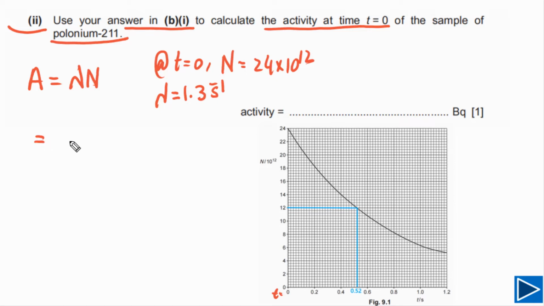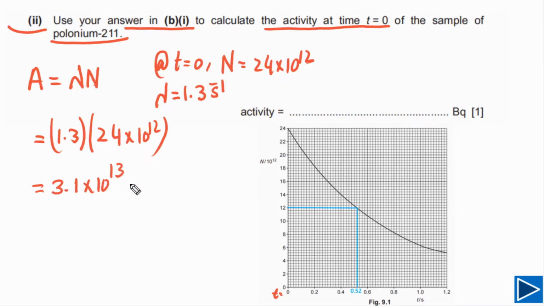Now simply we have to multiply these two. So we can plug in value of lambda times N. N is equal to 24 times 10 to 12. So if we simplify this, our final answer will be 3.1 times 10 to 13 per second, or simply we can write down Bq, means number of decays per second, becquerel. That's all we have to do for this question. If you got the right answer, you will get 1 mark because this question has only 1. So this is our final answer, up to 2 SF, because the least number of SF in raw data we have is 2. So our answer also has 2 SF.